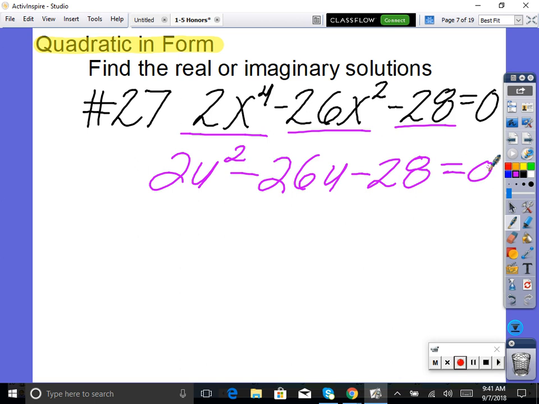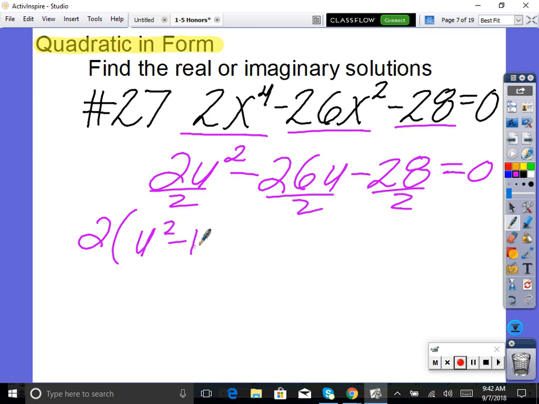Now we could factor this, but that would be long factoring. So let's be smart from now on. We're just going to remember that the first thing we should always do with everything is factor out the greatest common factor. So let's pull out a 2. So then divide by 2. Then what's left would be u squared minus 13u minus 14.